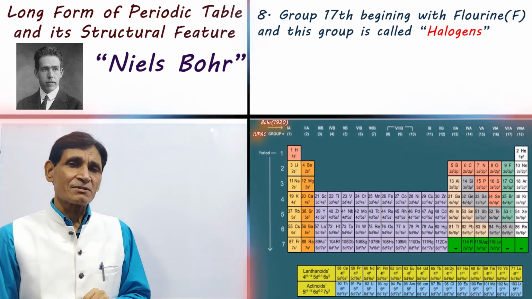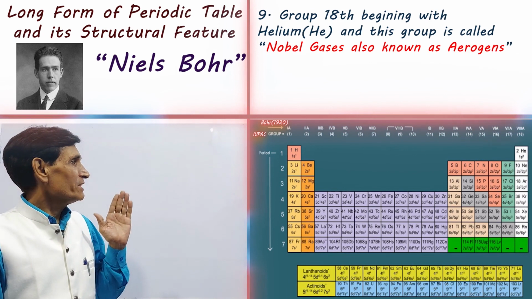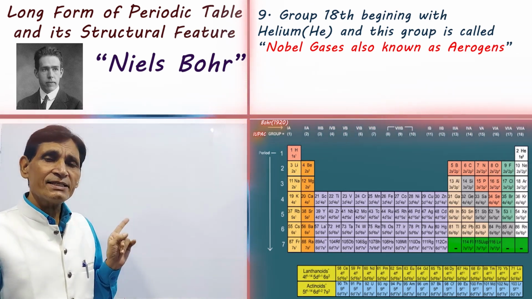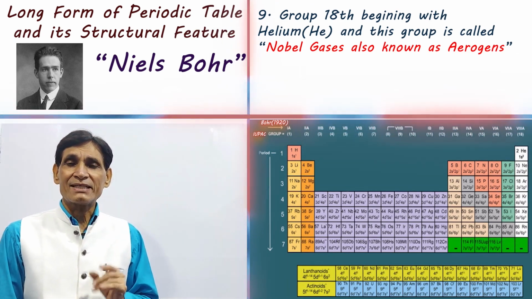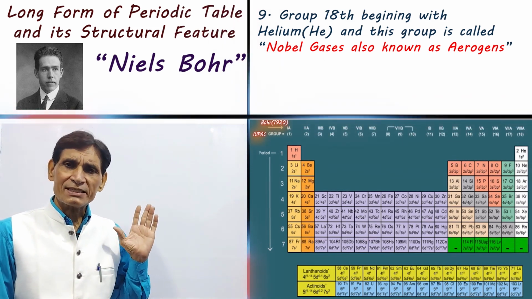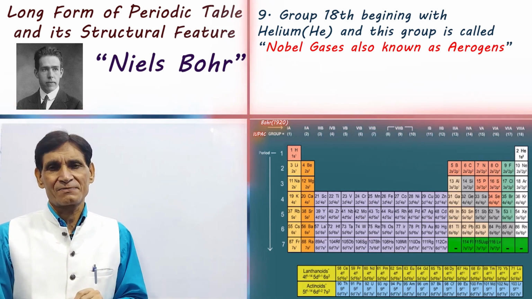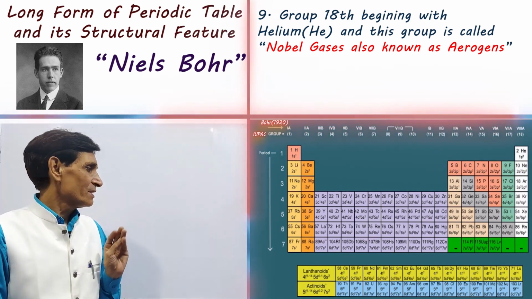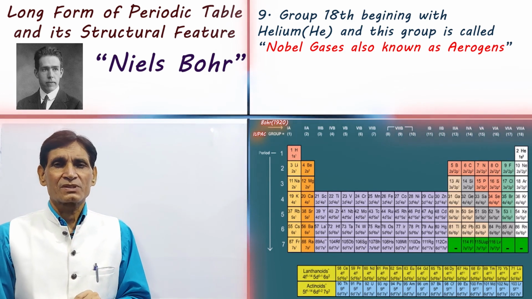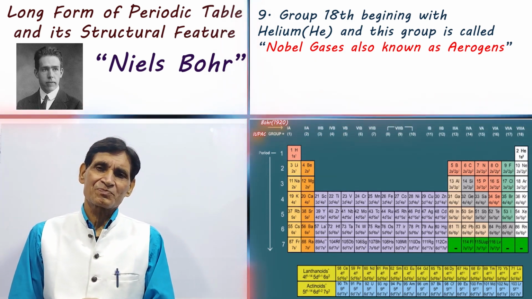Group 18 begins with helium. Helium, neon, argon, krypton, xenon and radon. Radon is a radioactive noble gas. Elements of this 18th group are known as noble gases, aerogens. This is about groups. Now let us see about blocks in this periodic table.